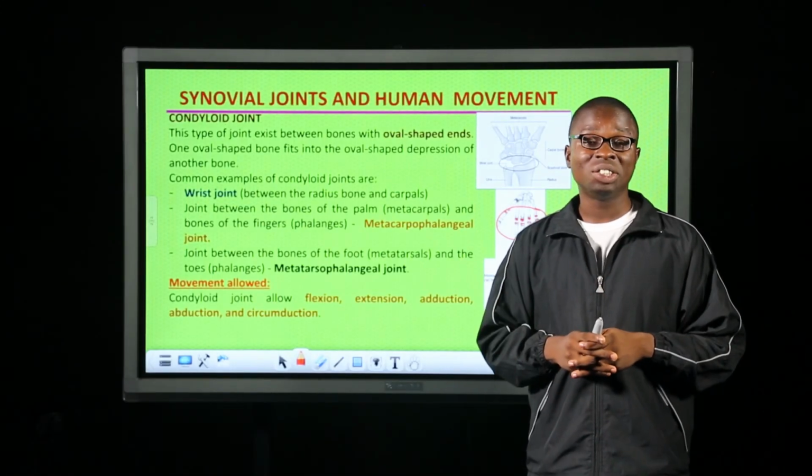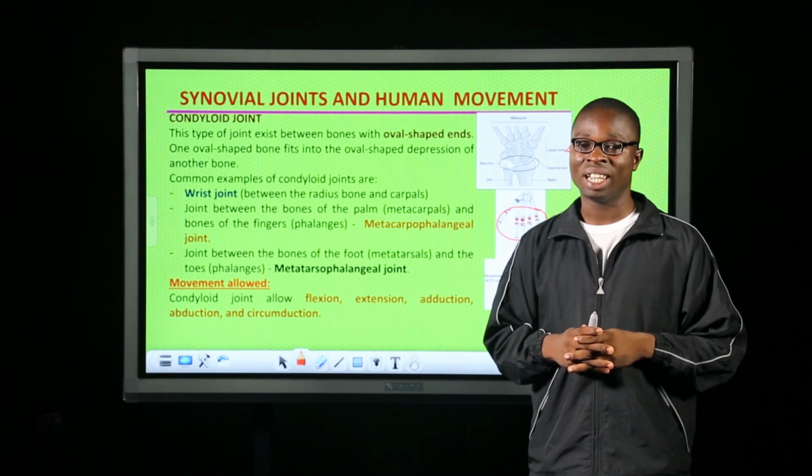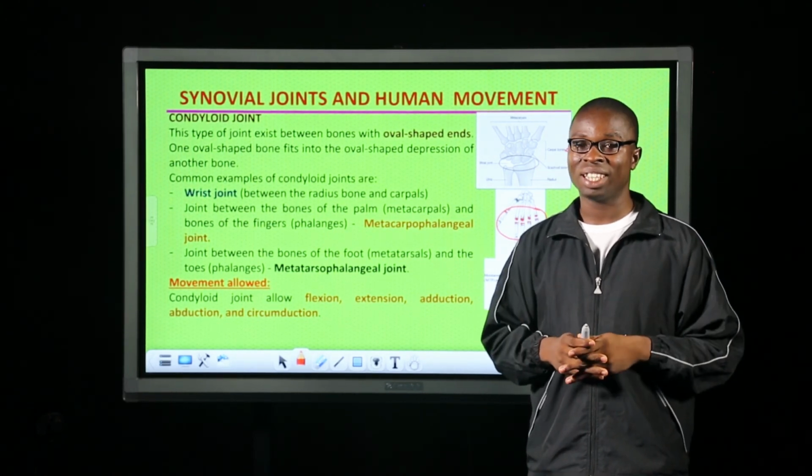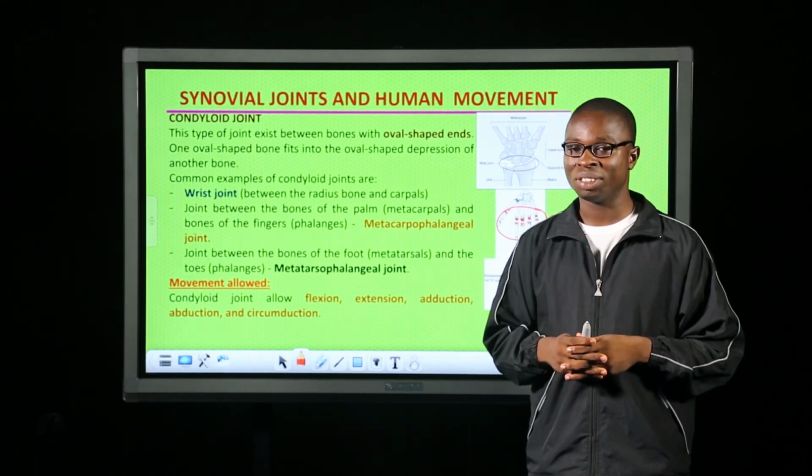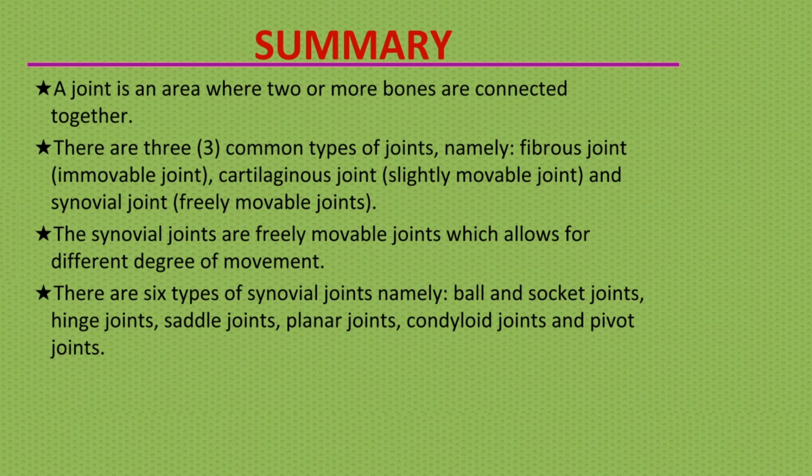Having discussed the different types of joints and the movements they allow, we have come to the end of this class. But before we go, let's take a quick summary of what we've learned so far. First, we learned that a joint is an area where two or more bones are connected together. Next, we learned that there are three common types of joints, namely the fibrous joints, which are immovable joints, cartilaginous joints, which are slightly movable joints, and synovial joints, which are freely movable joints.